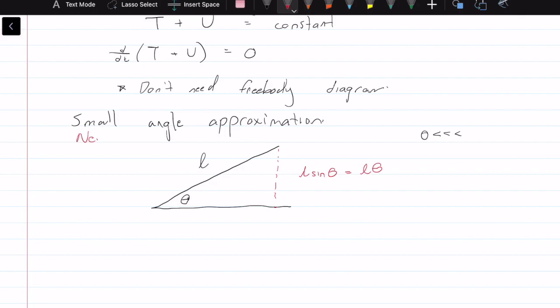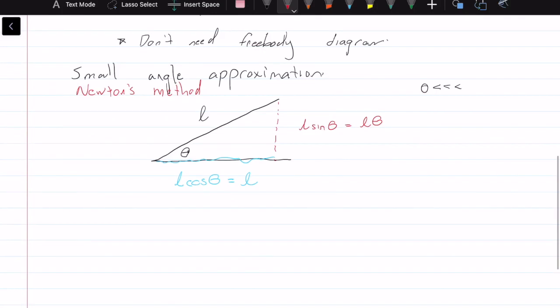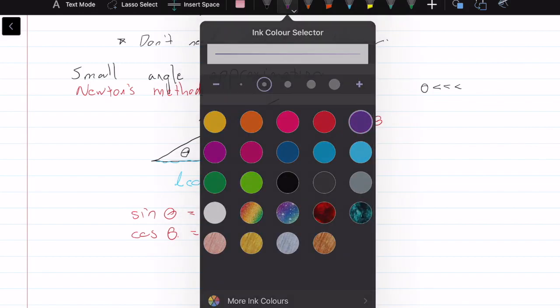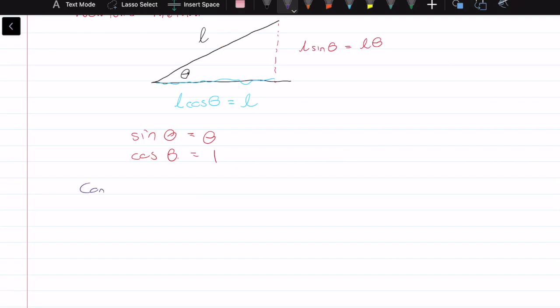And this is specifically for Newton's method. For different methods, we have to make slightly different approximations. For this side right here, we can say that this is equal to L cos theta, which is actually equal to L. So with Newton's method, we can say that sine theta is equal to theta, and cos theta is equal to 1. That's basically it for Newton's method. Let's change colors and talk about conservation of energy.